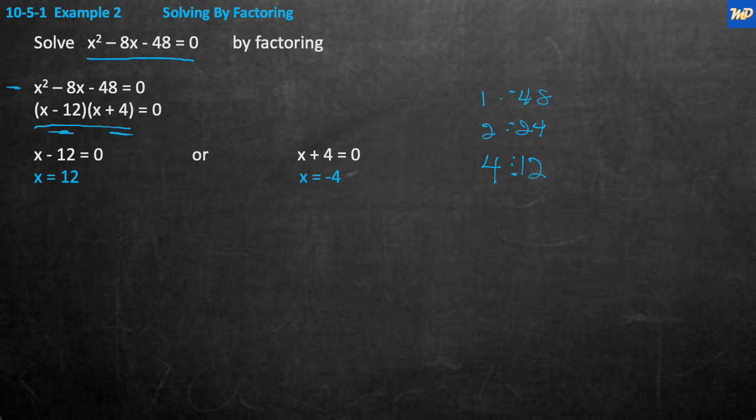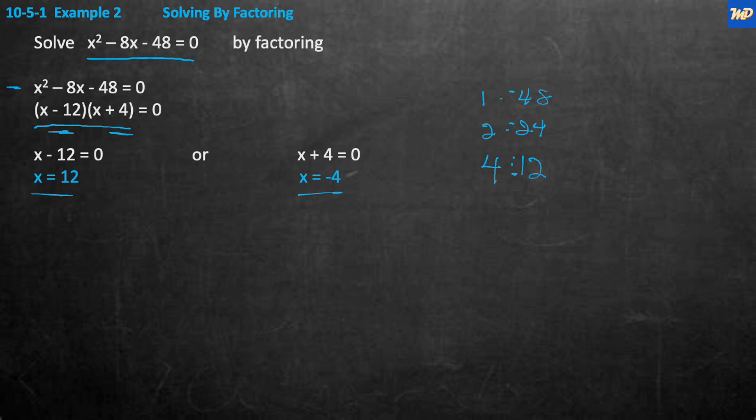I know that one of these, or both, has to be equal to 0. Given the first one, x minus 12 equals 0, we know that x has to be equal to 12. Or given x plus 4 equals 0, we know that x must equal negative 4 for it to be 0. So those are the solutions to our quadratic equation, and the places where the parabola crosses the x-axis.